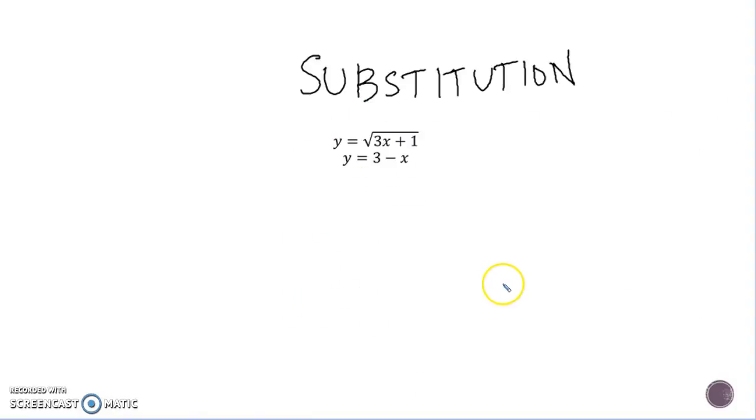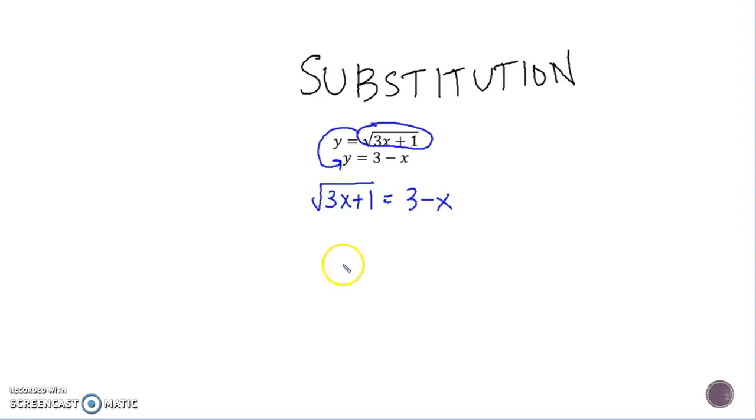And the last method we looked at was substitution. Substitution is where you have to have one variable isolated, and then you're going to plug it into the other equation. For this example, I have a square root and a line, and the square root's already got y equals, so I can take whatever I know y equals and plug it into y in my second equation. In this case, they're both set to y equals, so I'm just going to end up setting them equal to each other. So I have the square root of 3x plus 1 equals 3 minus x.